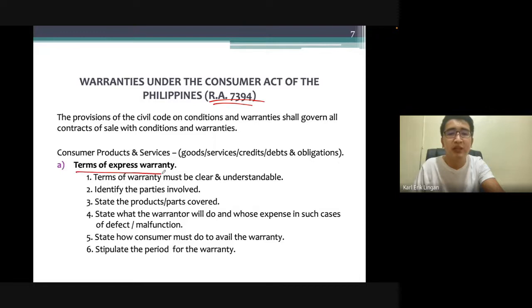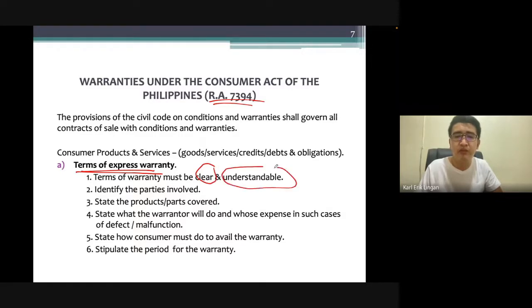Number 1, the terms of express warranty. Okay? Dapat merong hindi lang basta-basta express warranty. Dapat yung warranty mo must be clear and understandable. Of course, para walang vague applications ng stipulations. Okay? Identify the parties involved. Of course, you must identify the parties involved. State the products or parts covered, di ba? Hindi lahat, gaya ng sa sasakyan, hindi lahat ng parts ng sasakyan is merong warranty. Okay? Merong parts diyan na walang warranty because of normal wear and tear na talagang effect ng paggamit ng sasakyan. Okay? Gaya ng gulong, di ba? Normal wear and tear na mga gamit talaga yan. Okay? And prone na masira. May risk na masira because of wear and tear.